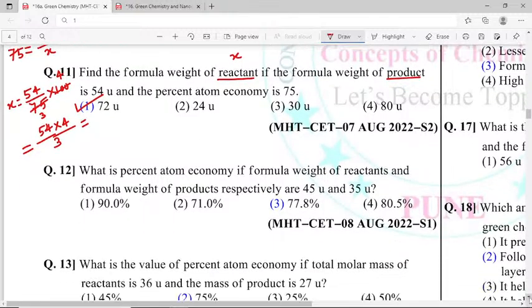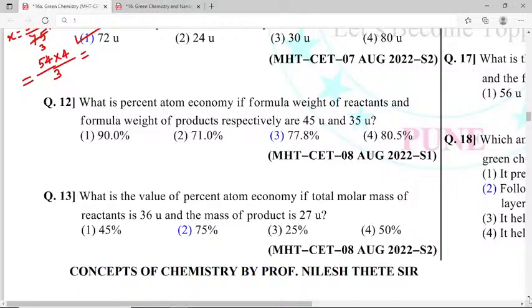Next, what is the percentage atom economy if formula weight of reactant and formula weight of product are given respectively? So what is the formula weight of the product? Formula weight of product is 35. Formula weight of reactant is 45, multiply by 100. So we'll get the answer 77. Please check the answer.